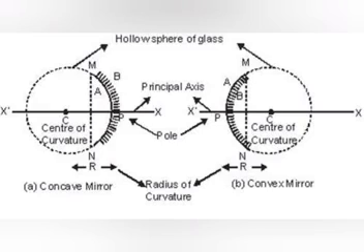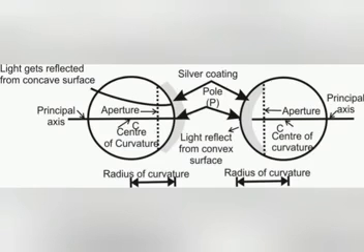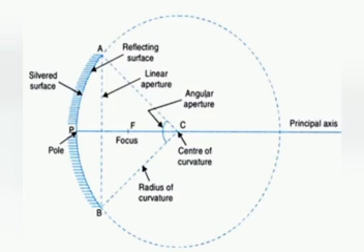Now what we are going to do is take out another point exactly at the midsection between the points P and C, which we will call the principal focus. Now there's another diagram which shows the pole, the radius of curvature, the center of curvature and the principal axis, and next we are going to talk about the principal focus in our next topic.